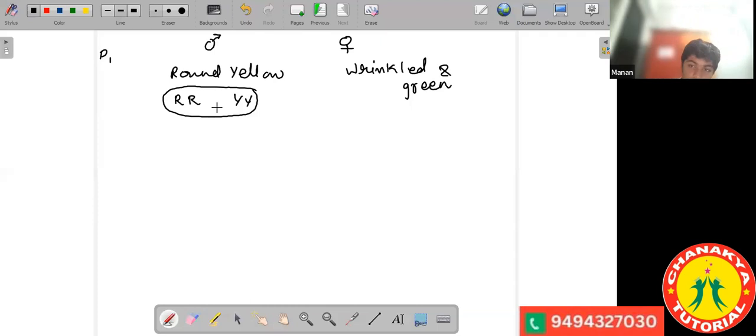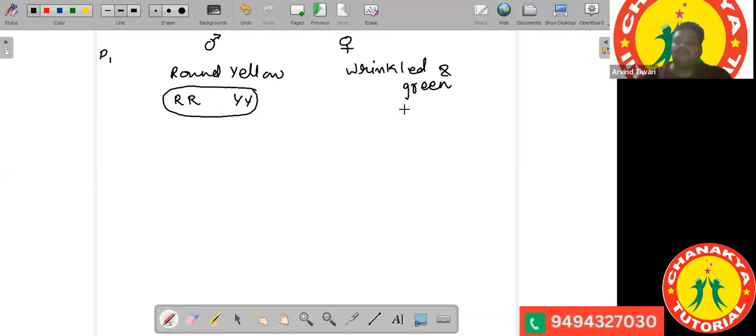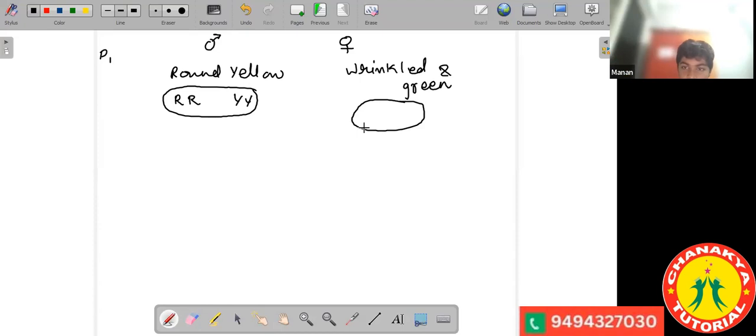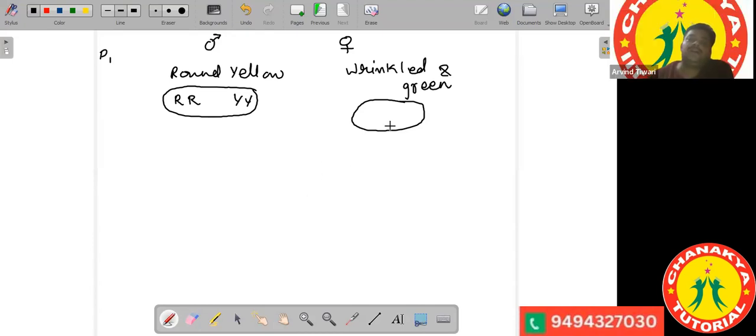Okay. So what symbol will we write for wrinkled and green, Manan? Small r and small y. Yeah. Here we will write small r, small r, small y, small y. Right? This is what we will be writing for this.